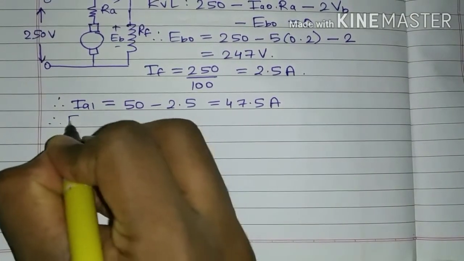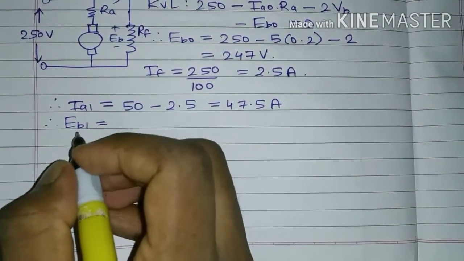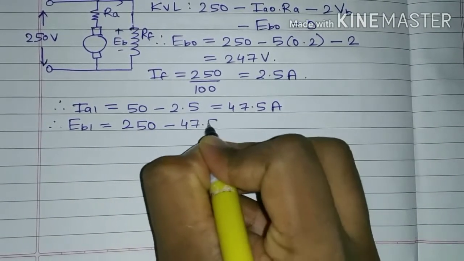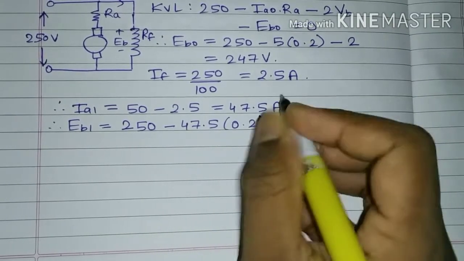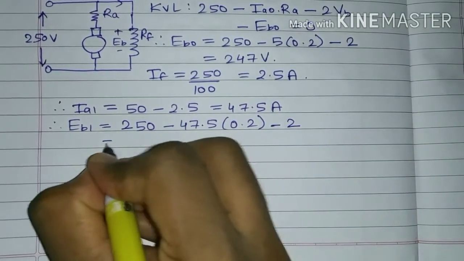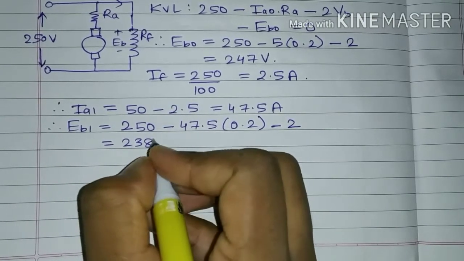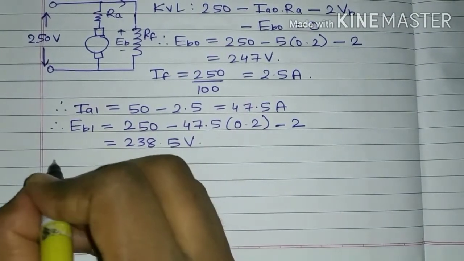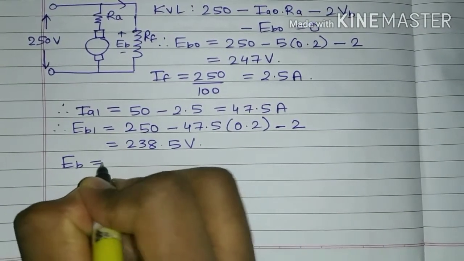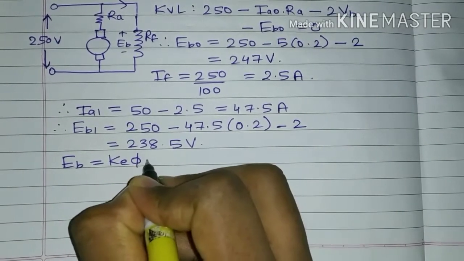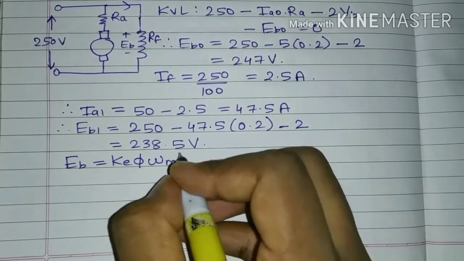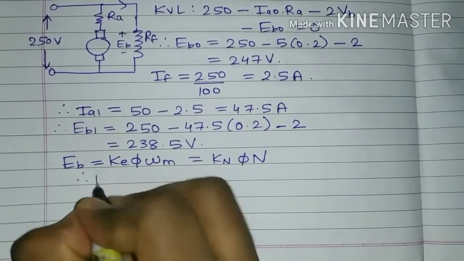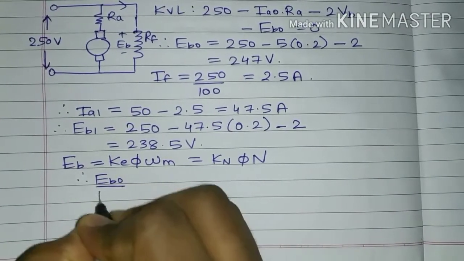Now EB1 will be equal to 250 minus 47.5, which is the armature current, into 0.2, which is the armature resistance, minus 2, which is the brush voltages. It turns out to be 238.5 volts. Now we know that EB or the back EMF is equal to KE into phi into omega m, where K is a constant, phi is the flux and omega m is the speed, which is equal to Kn into phi into n, where Kn is another constant and n is the speed in rpm.